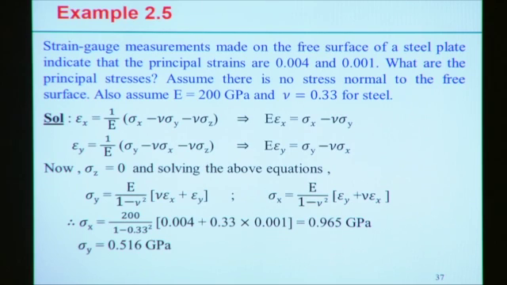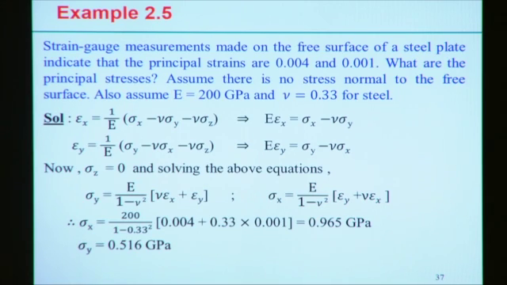We shift to another problem. Some data, a measurement from a strain gauge made on the free surface of a steel plate, indicate that the principal strain components are 0.004 and 0.001. What are the principal stresses? Here the assumption is that there is no stress normal to the free surface, and the values of the Young's modulus and Poisson's ratio for steel are also given.